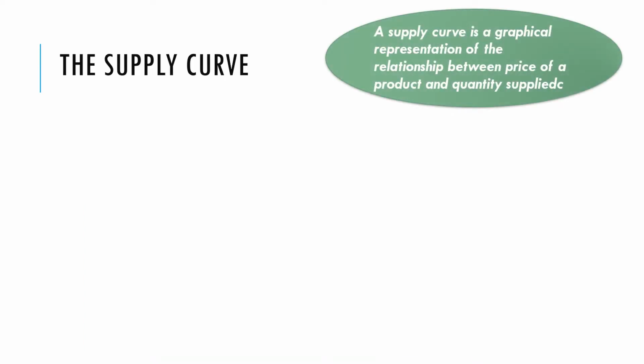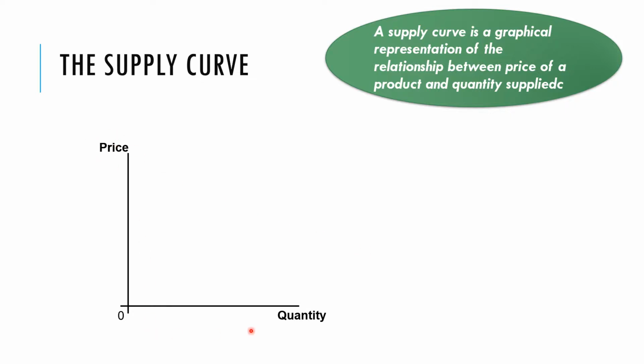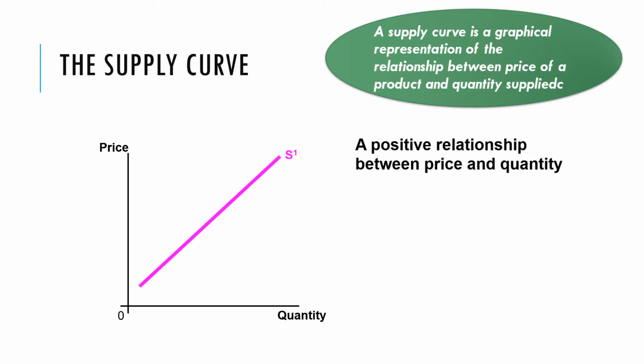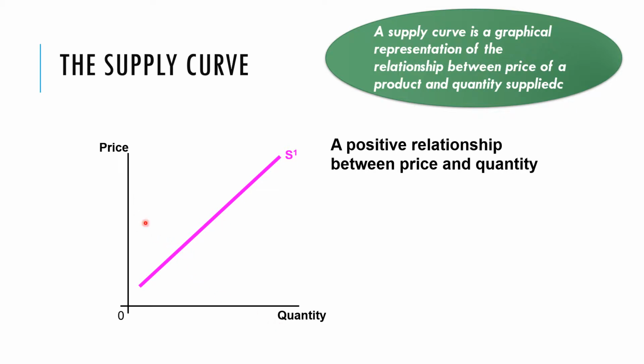So what's the supply curve? Well, the supply curve is a graphical representation of the relationship between price of a product and the quantity supplied. So we show it with the axes, price on the Y and quantity on the X. And it looks like this. And there is a positive relationship here between price and quantity. As we said before, as the price goes up, we would try and increase our level of supply.